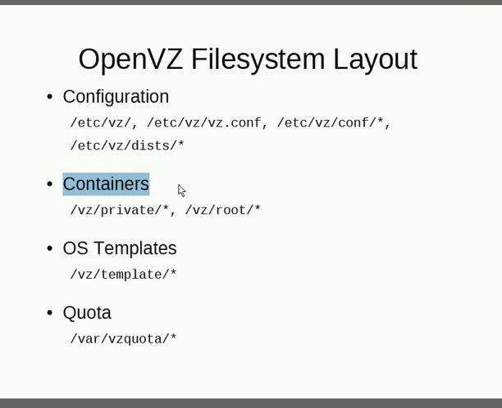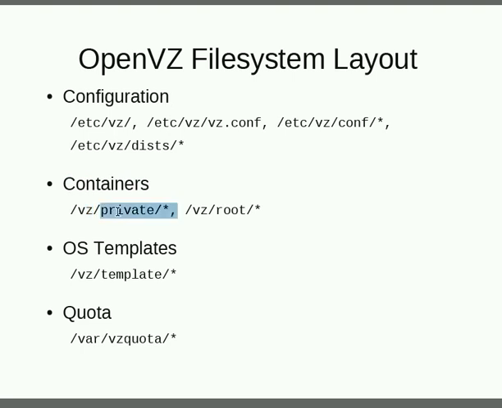Okay, now where do the containers have their file system? Well, it's just a normal directory structure under /vz. Now in some Debian-based distributions, they like to put this under /var/lib/vz. So if you don't see /vz, look under /var/lib/vz.